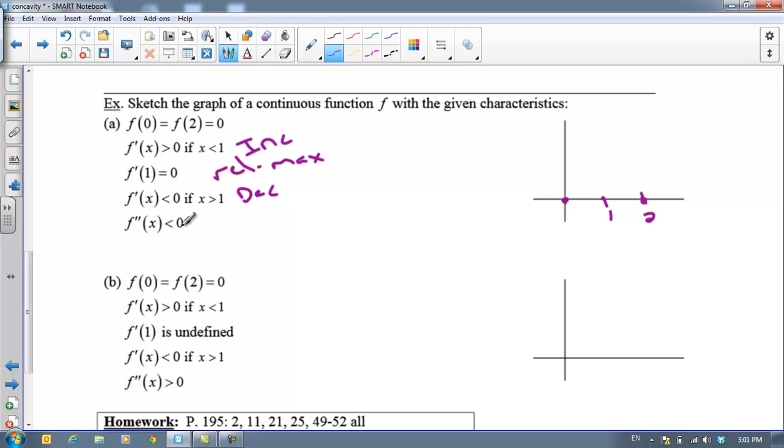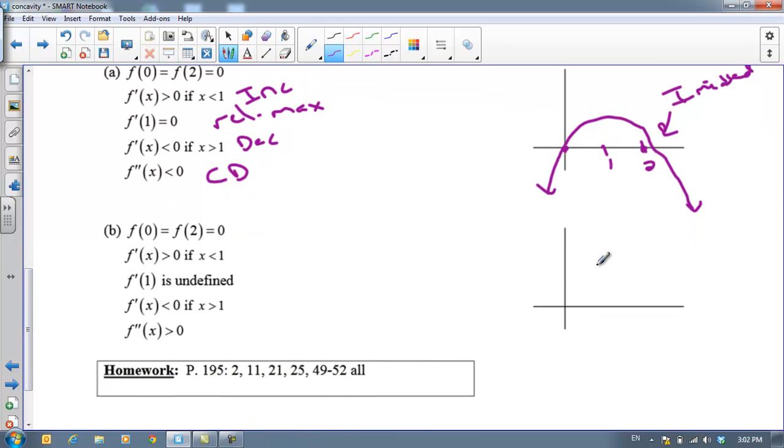And I need f double prime to always be negative. This means concave down. It has to be frowning the whole way. And that's going to be fairly easy for me to draw. I missed a 2. Imagine that I hit there. Anyway, that's concave down the entire way. And I'm increasing until I get to 1 and then decreasing after that, and I missed my point. So please forgive me.